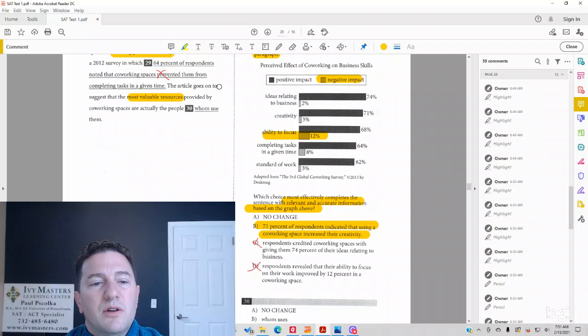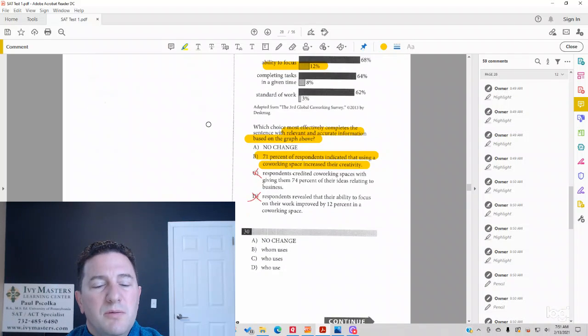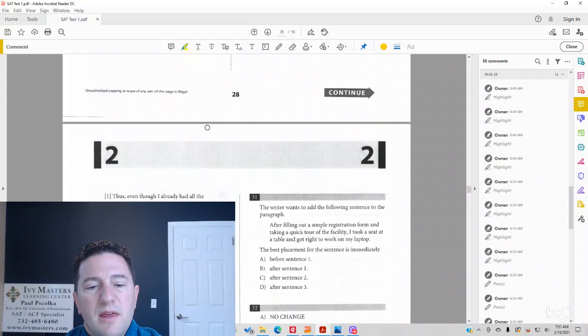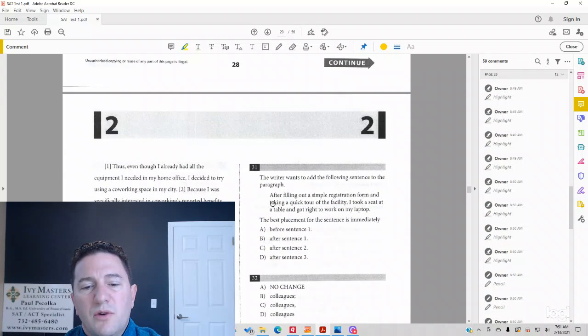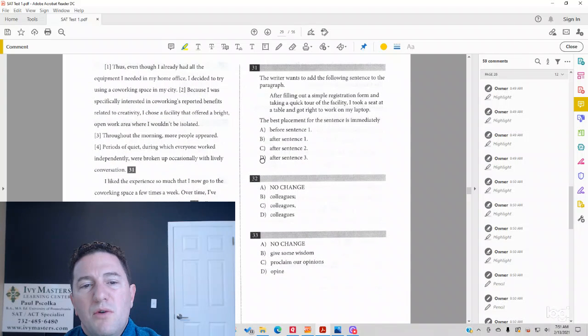So the last sentence: the article goes on by suggesting that the most valuable resource provided by co-working spaces are actually the people who use them. And then we'd have, after filling out a simple registration form and taking a quick tour of the facility, I took a seat at the table and got right to work on my laptop. I mean, I didn't even know that he was there yet. And then, number 1, thus, even though I already had all the equipment I needed at my home office, I decided to use a co-working space in my city. So he's going to decide to use a co-working space in the city before he fills out a registration. Answer choice A is gone.